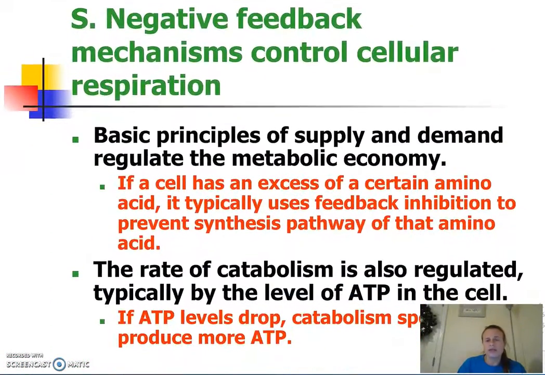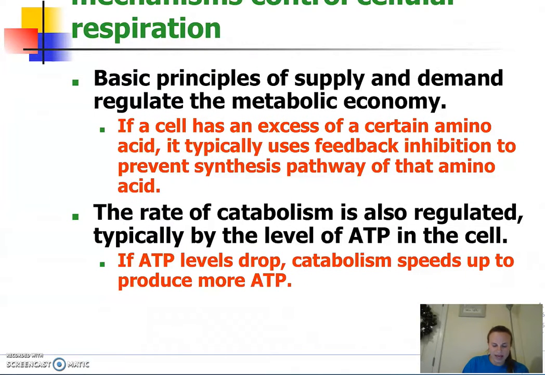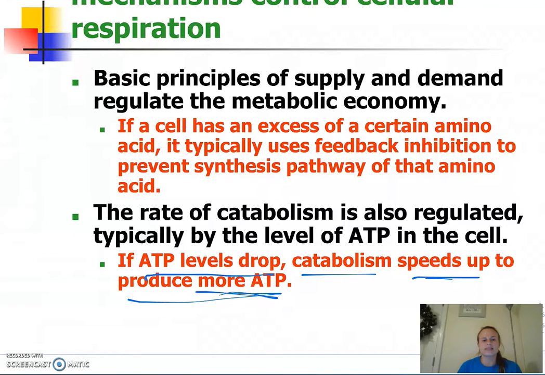We addressed this already once, where negative feedback mechanisms are going to help us control our metabolism. Well, negative feedback mechanisms also help control cellular respiration. So for example, if ATP levels drop, catabolism speeds up to produce more ATP. That's an example of a negative feedback system.